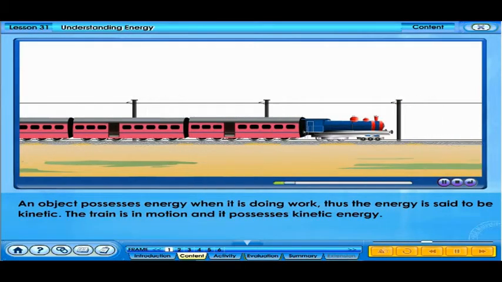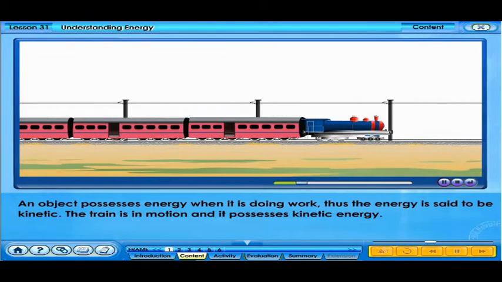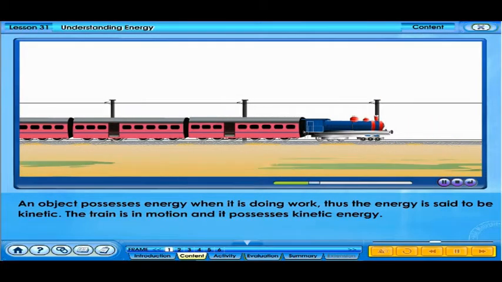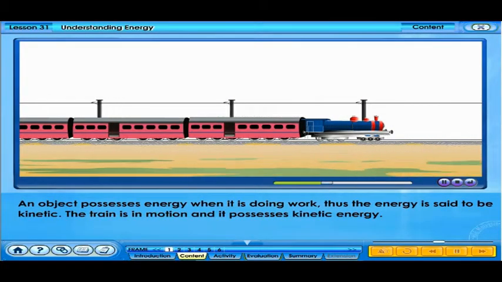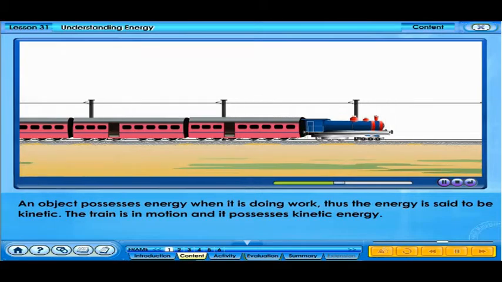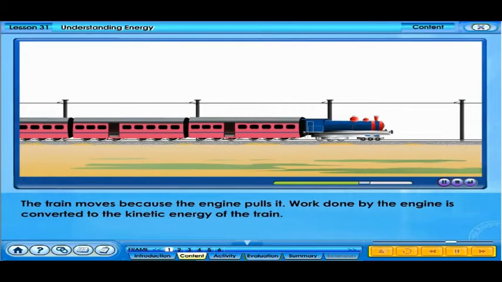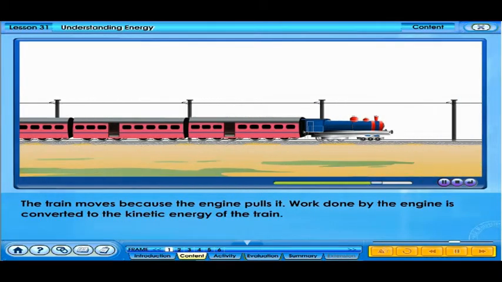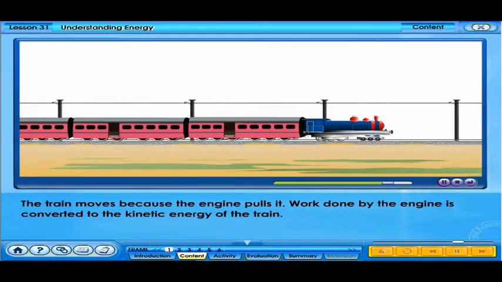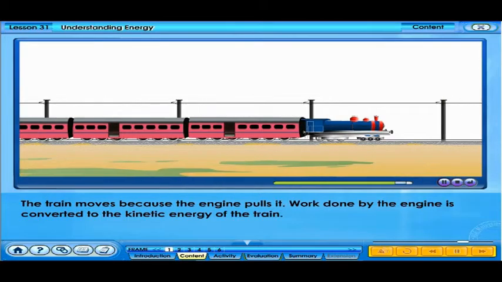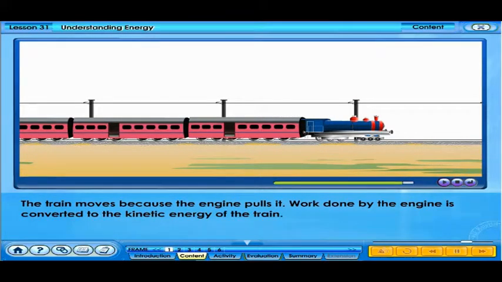An object possesses energy when it's doing work. Thus, the energy is said to be kinetic. The train is in motion and it possesses kinetic energy. The train moves because the engine pulls it. Work done by the engine is converted to the kinetic energy of the train.